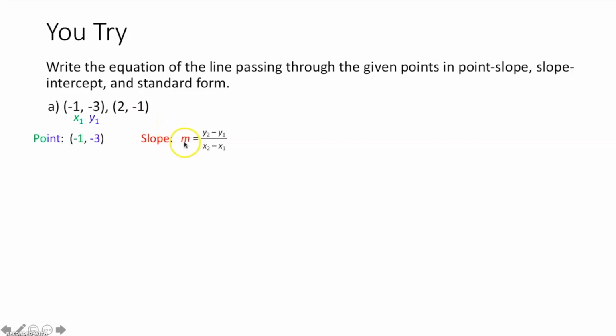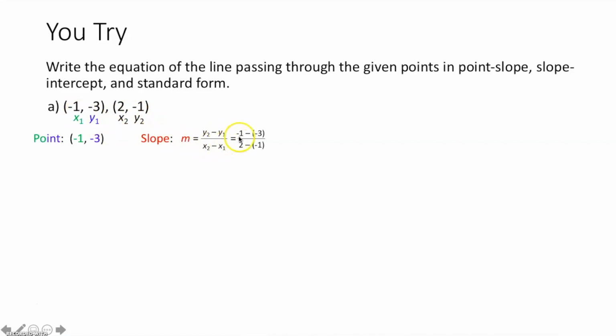If you recall the slope formula, m is equal to y sub 2 minus y sub 1 over x sub 2 minus x sub 1. So I have an x sub 1 and a y sub 1. That would make this x sub 2 and y sub 2. So I'm going to plug in negative 1 for y sub 2, plug in negative 3 for y sub 1. I'm going to plug in 2 for x sub 2 and negative 1 for x sub 1.